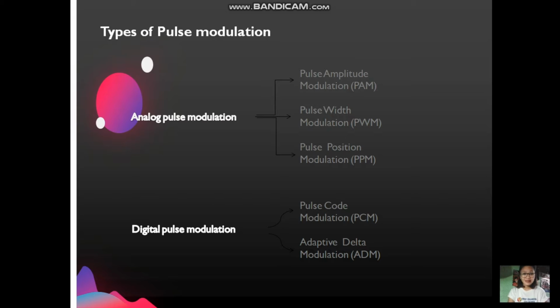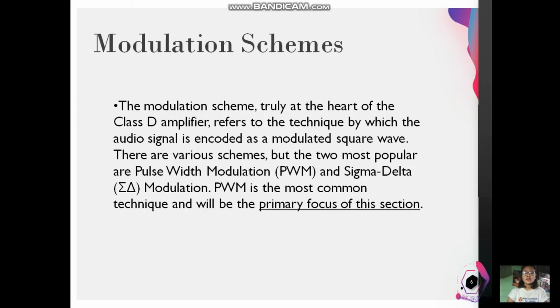So from the previously learned lessons, we have types of pulse modulation. We have analog and digital. Under analog pulse modulation, we have pulse amplitude modulation, pulse width modulation, and pulse position modulation. Under digital pulse modulation, we have pulse code modulation and adaptive delta modulation.